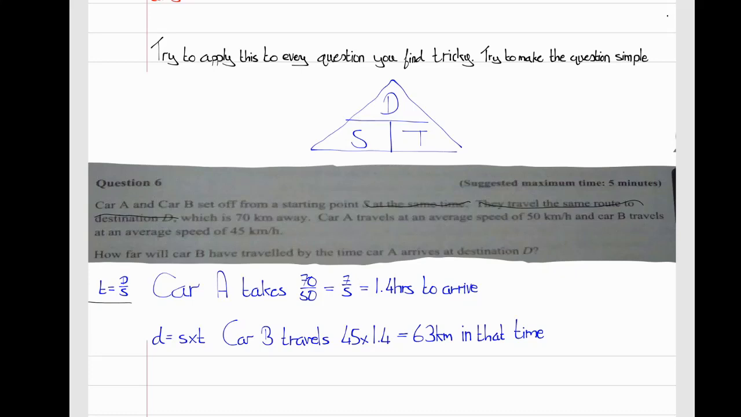Now, at that time, because car B is travelling slower, it's still going to be moving. So we need to find the distance that it has travelled in that time. Its speed is 45, and the time is 1.4 hours. We multiply the speed by the time to get the distance. Doing that, we find they're 63 kilometers into their journey at that time, 7 kilometers away from the destination.